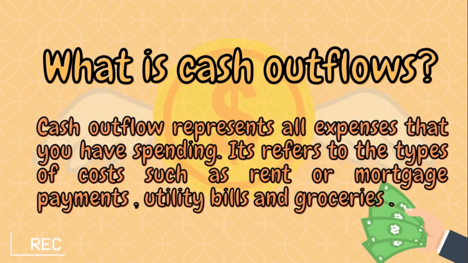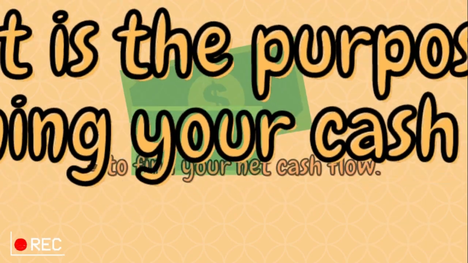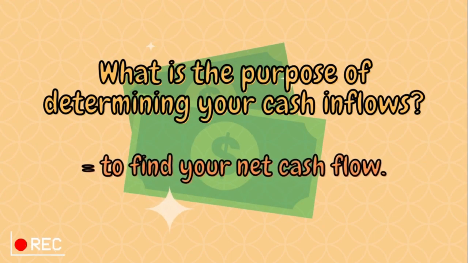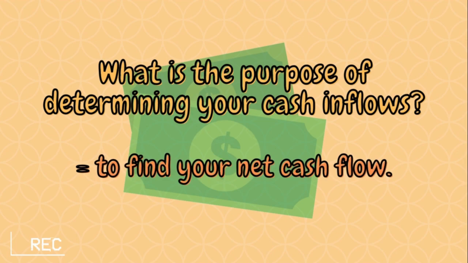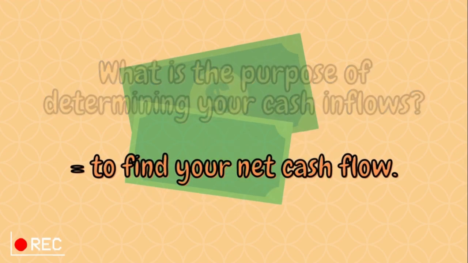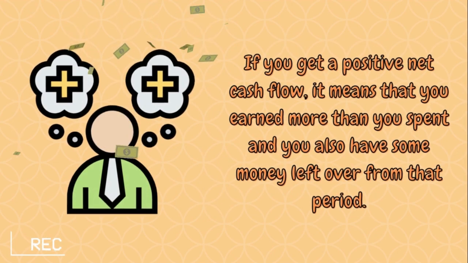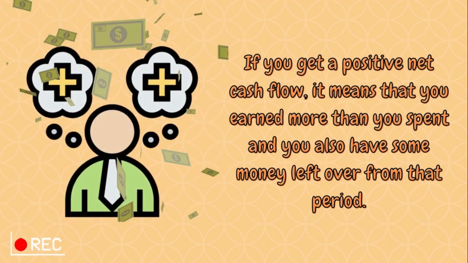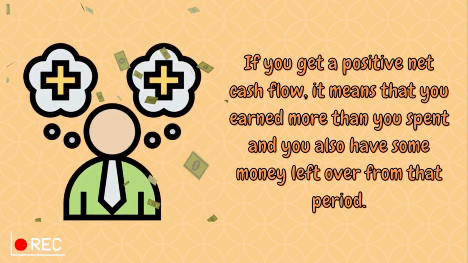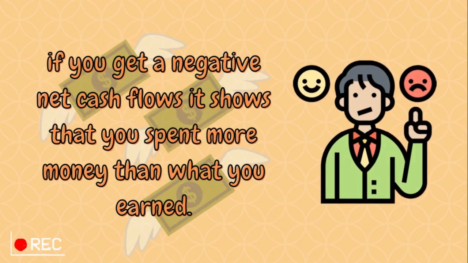It refers to types of costs such as rent or mortgage payments, utility bills, and groceries. The purpose of determining your cash inflow and outflow is to find your net cash flow. If you get a positive net cash flow, it means that you earn more than you spend, and you also have some money left over from that period. Meanwhile, if you get a negative net cash flow, it shows that you spend more money than you earn.